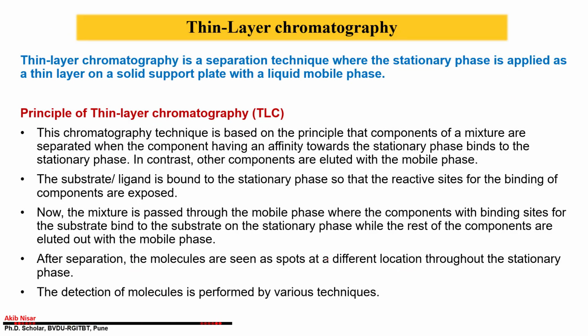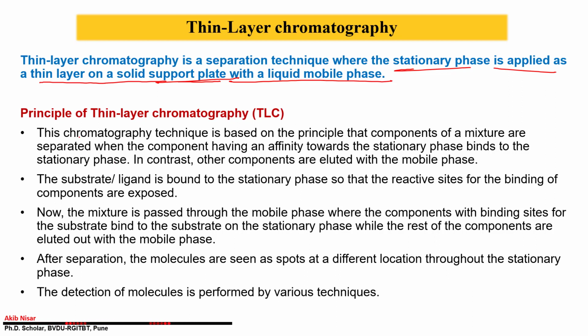Now, what about thin layer chromatography? Thin layer chromatography is a separation technique where the stationary phase is applied as a thin layer on a solid support plate, with a liquid mobile phase. When we talk about TLC and paper chromatography, I would say the principle is the same, all things are the same, but in the case of TLC we take a plate that is called a TLC plate. This is a very thin support, and here it is always solid. It is always solid. This is an adsorption process.